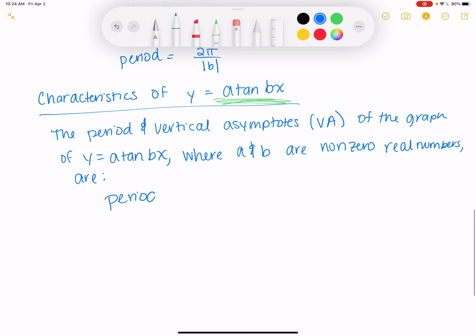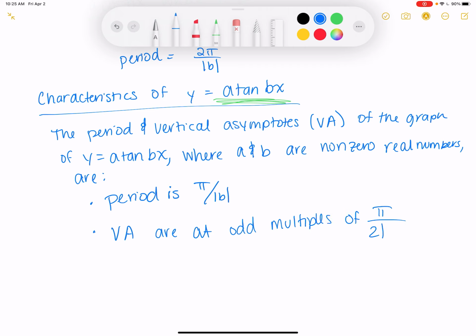The period is pi over the absolute value of b. The vertical asymptotes are at odd multiples of pi over 2 times the absolute value of b.